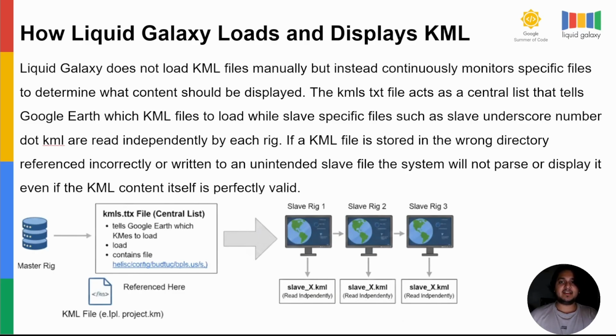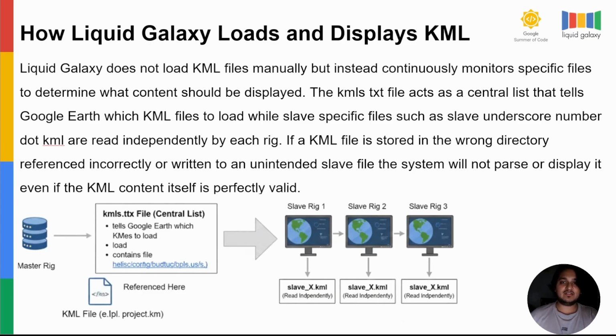At the center of this mechanism is the file called kml.txt. This file acts as a central list that tells Google Earth which files it should load. So you can think of kml.txt as the main index file. It does not contain visualization instructions itself, but it contains references or paths to the actual KML files that describe the content. In addition to the central file, Liquid Galaxy uses a slave-based architecture.